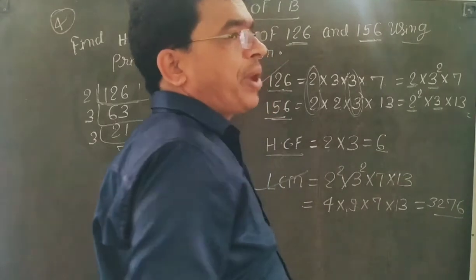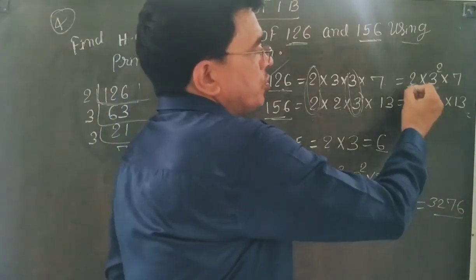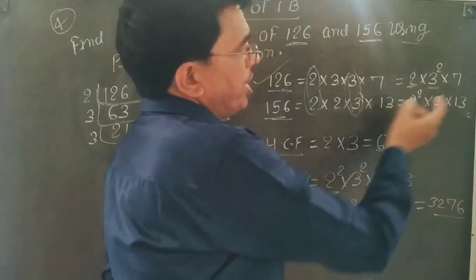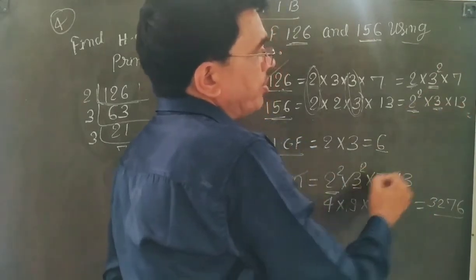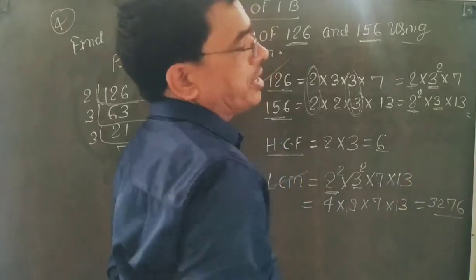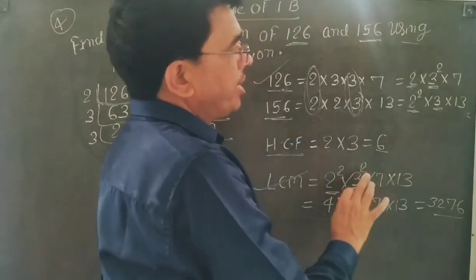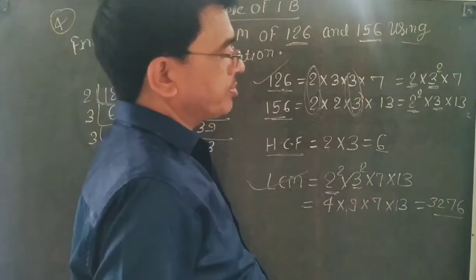Then the maximum power, that number you write in the LCM. So here is 2 to the power 1 and here is 2 to the power 2, so you write 2 to the power 2. Here is 3 to the power 2 and here is 3 to the power 1, so you write 3 to the power 2. 7 is not present here, so you write 7. 13 is not present, so you write 13. Every factor you write here, but where the exponent is greater, write that, and the smaller exponent don't write.